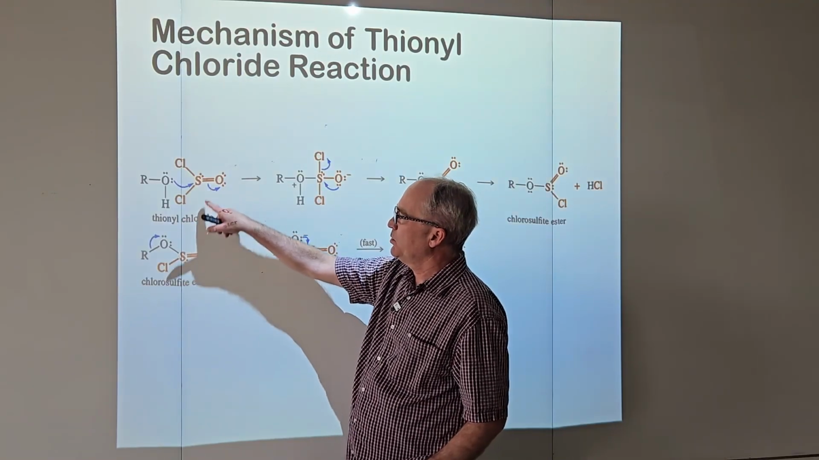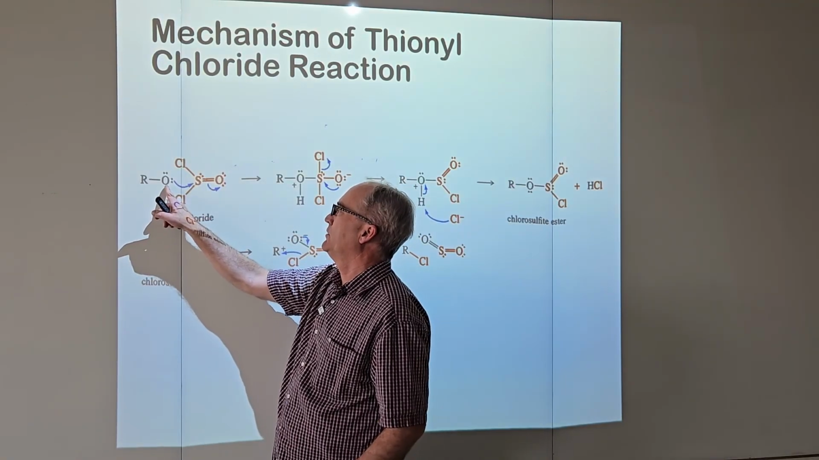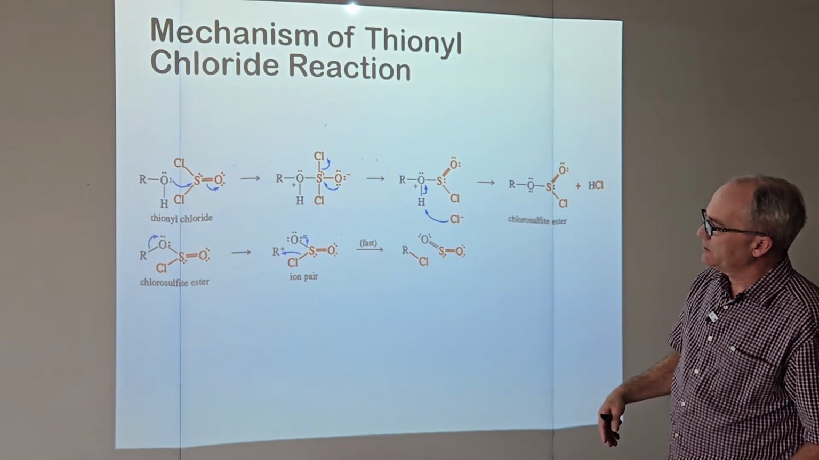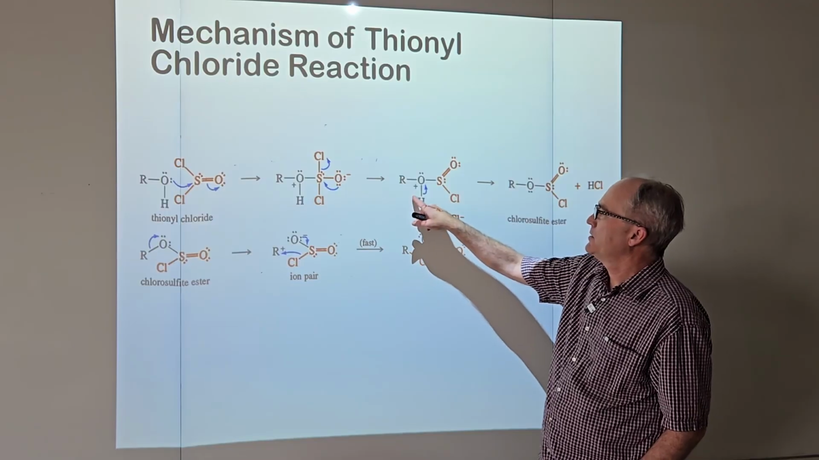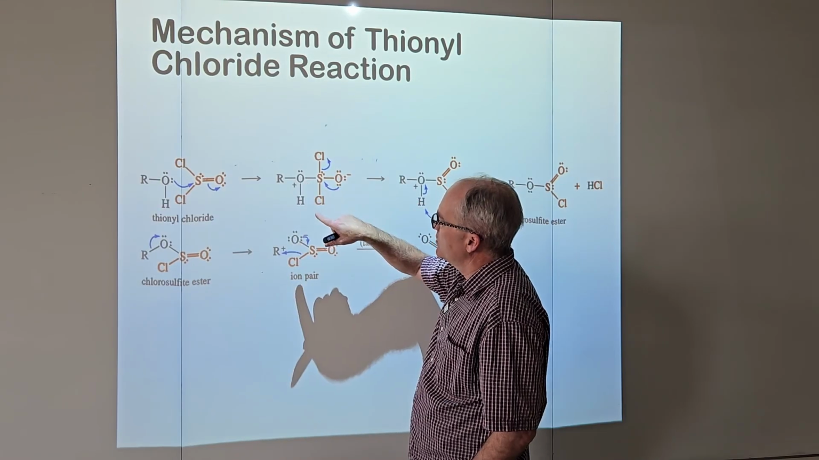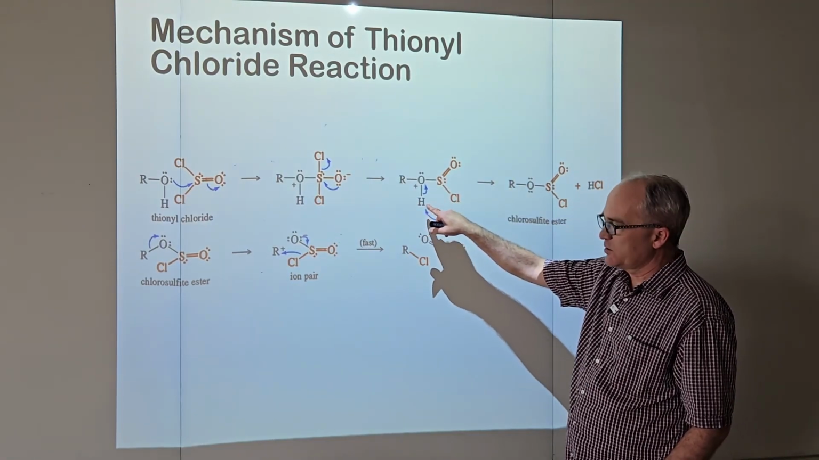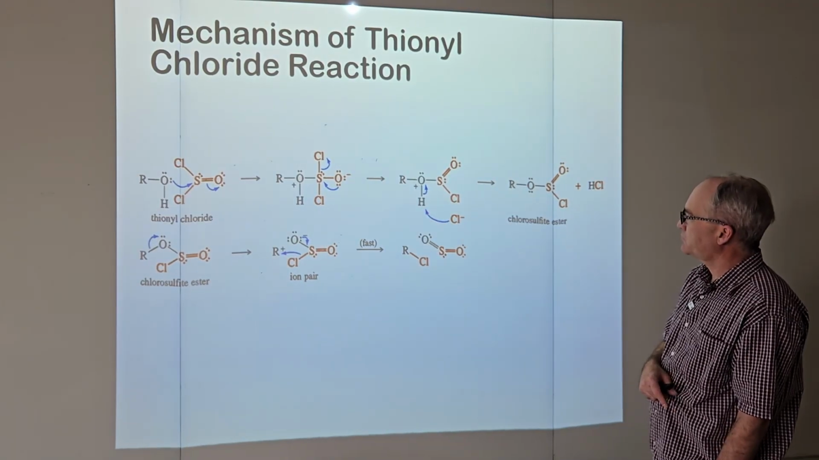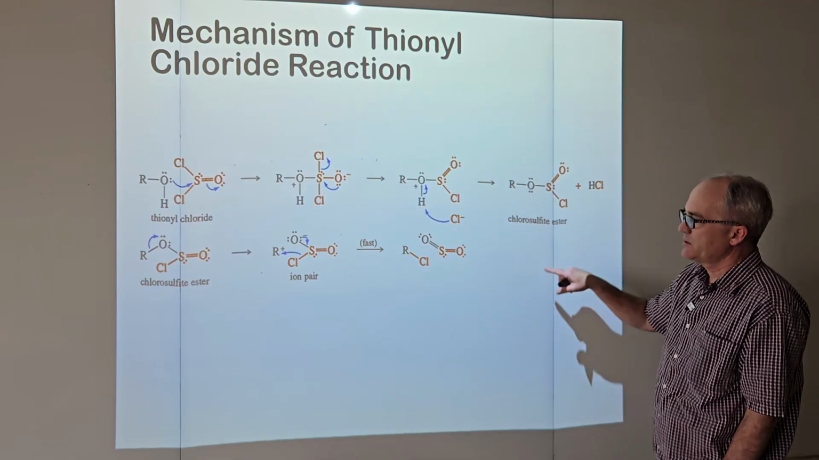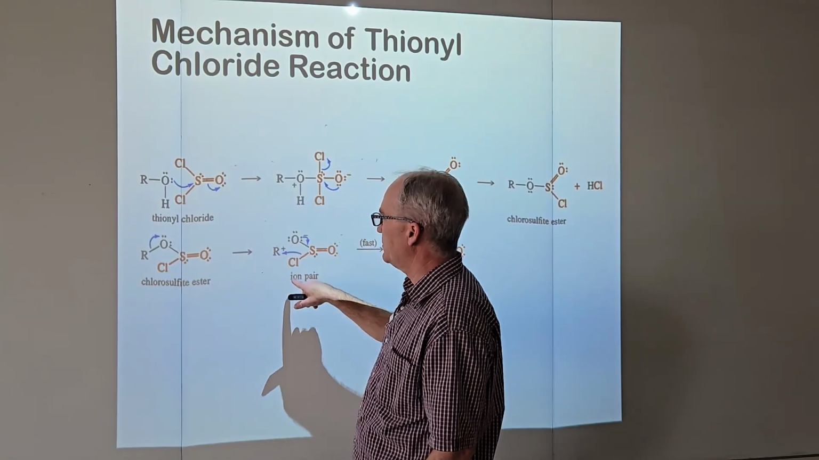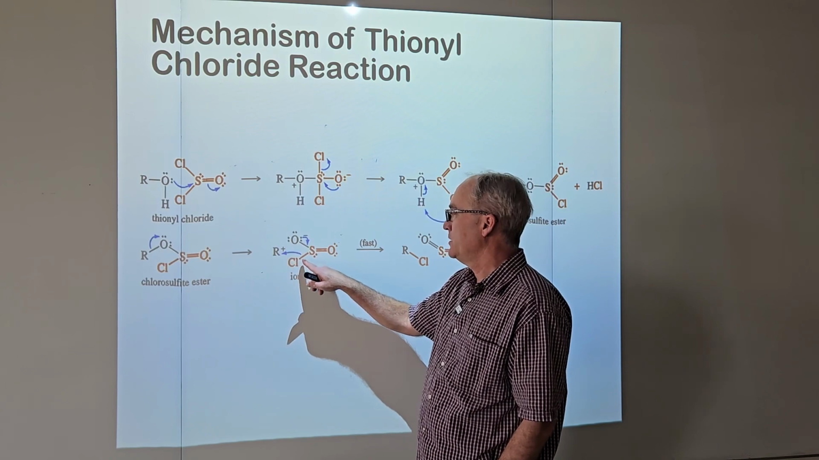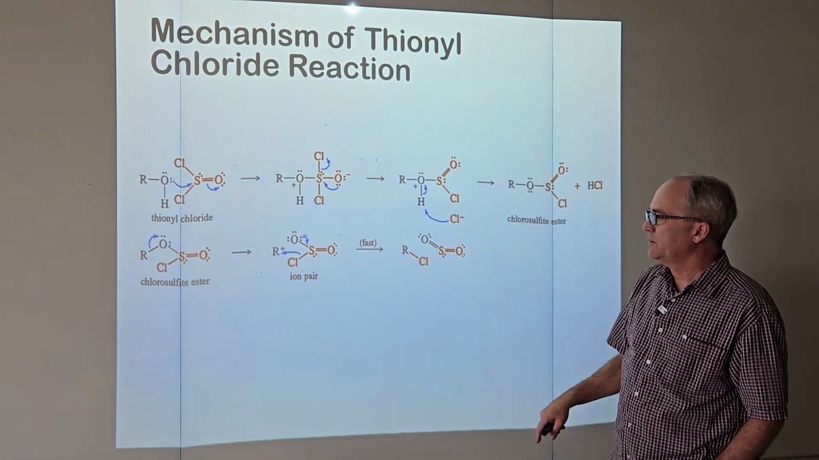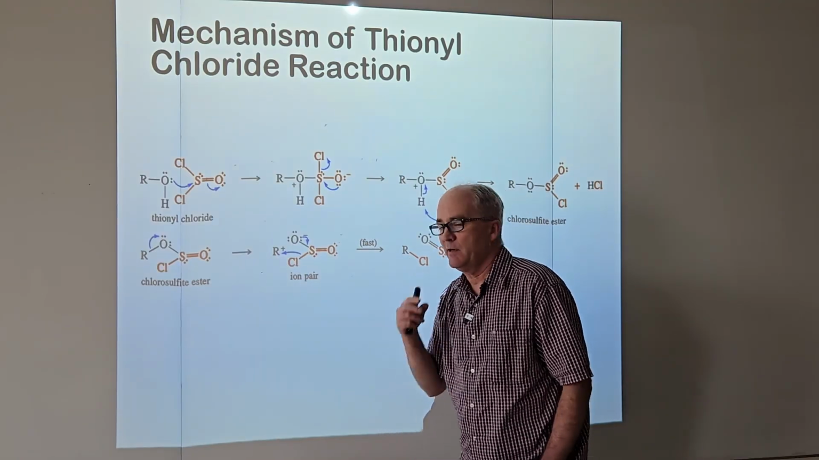So here's the thionyl chloride, a lone pair of electrons on the oxygen slams into sulfur like it would a carbonyl carbon, kind of. And now this thing is kind of charged. This proton comes off with chloride, and then we have this chlorosulfite ester. And I think this happens real quick, and there we see the SO2 leaving. Now we have a carbocation there.